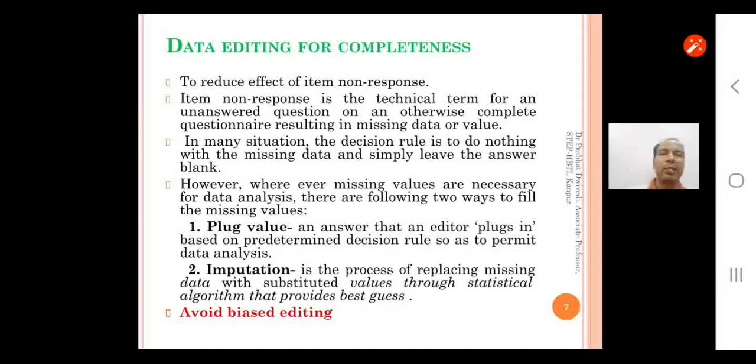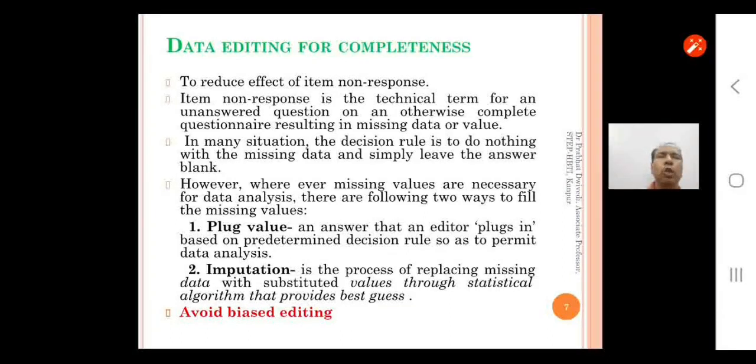In many situations, the decision rule is to do nothing with missing data and simply leave the answer blank. In most cases, we are not supposed to put any proxy answer from our side. But sometimes, for analysis purposes, this is required. This is needed for the analysis, so we need to give an approximate value to this missing value or data.